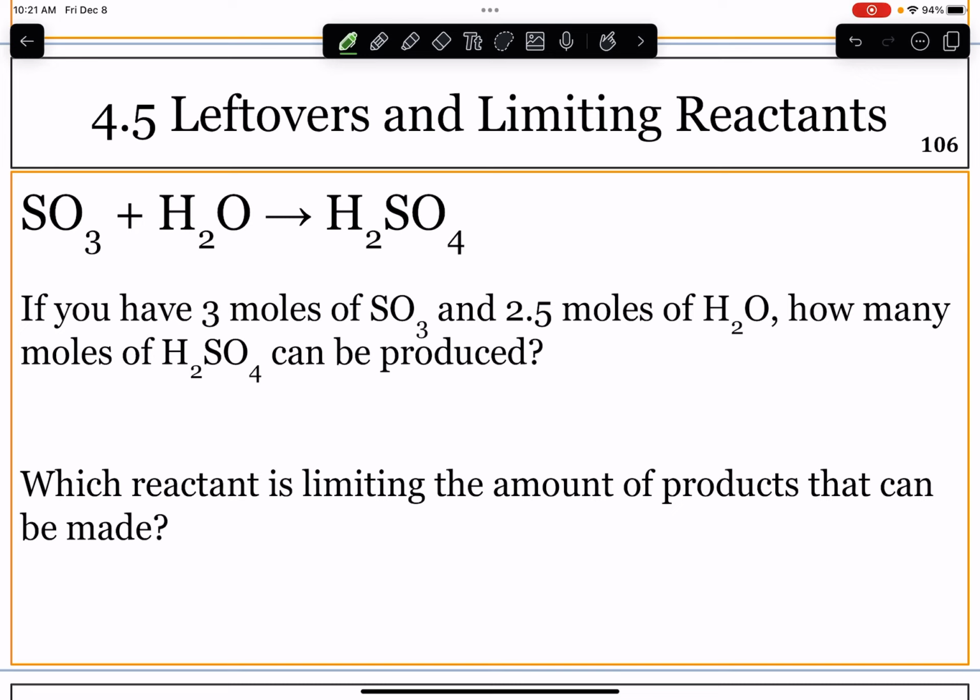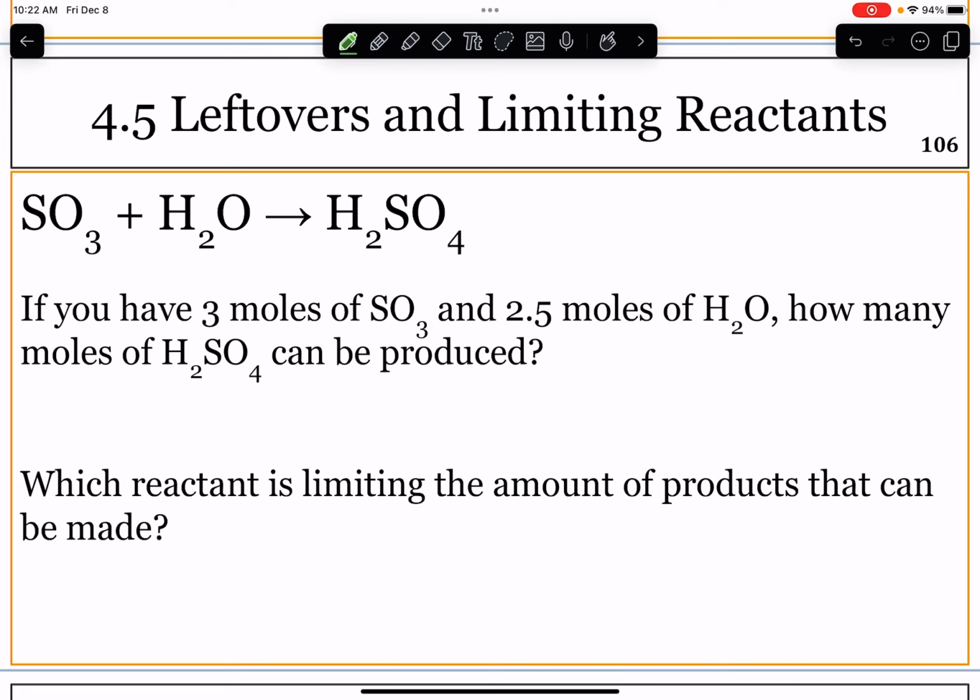Previously, we've only ever been given one amount of one of the reactants, and we are assuming or being told that the other reactant has enough. We have enough of the other reactant in order to completely react the one that we're given. Here, though, we are given two different amounts, one for each of the reactants. So we need to figure out which one runs out first, because once one of the reactants runs out, we can't make any more product.